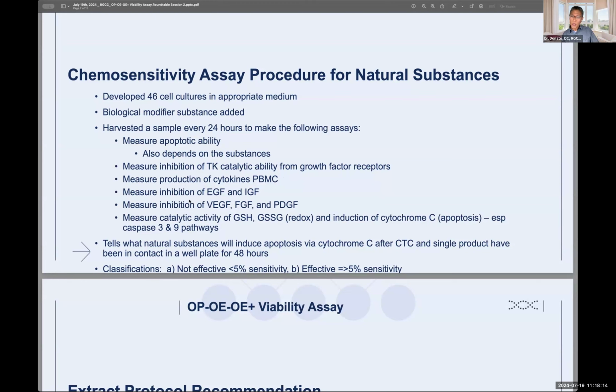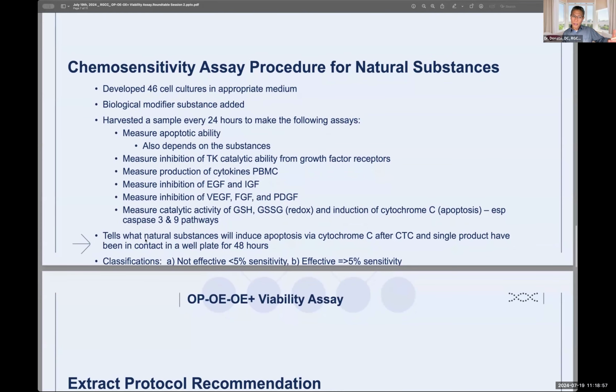They measure the inhibition of the EGF, the epidermal growth factors, and the IGF, the insulin growth factors. They measure the inhibition of the VEGF, the vascular endothelial growth factors, and the fibroblast growth factors, and the platelet-derived growth factors, PDGF. These are all the angiogenesis genes. They measure the inhibition of these receptors. And then they measure the catalytic activity of glutathione, the GSSG redox, and induction of cytochrome C, apoptosis, especially the caspase 3 and 9 pathways.